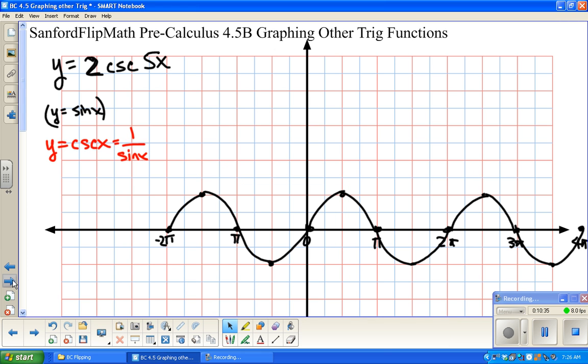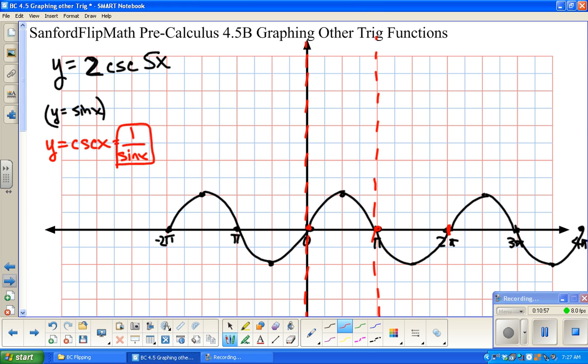And again, if what I'm about to do, if you need to go back to the other video, take a look at it. Okay, so again, what I'm doing is the reciprocal of sine. So these y values are the sine values. So I'm going to do the reciprocal of them. Well, the reciprocal of 0 is undefined, so that's now an asymptote.